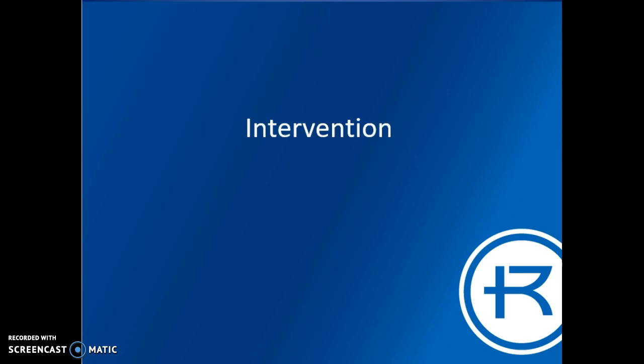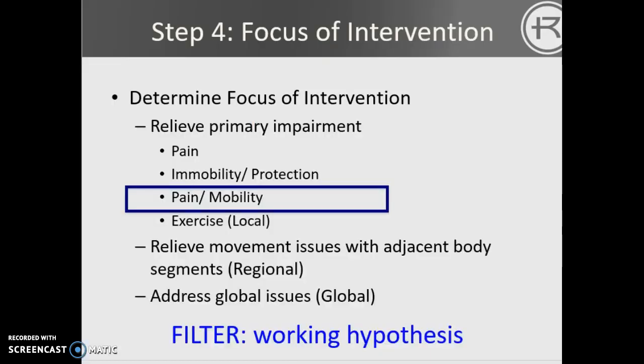Let's talk about intervention. Before you select a neural flossing technique, go back to your framework, your worksheet. So step one is to, again, have that assessment at the forefront of your head. That's your filter, that's your working hypothesis that's leading you to including neural flossing into your plan of care.